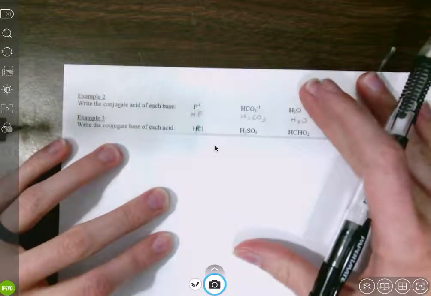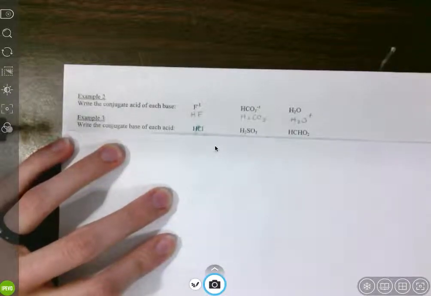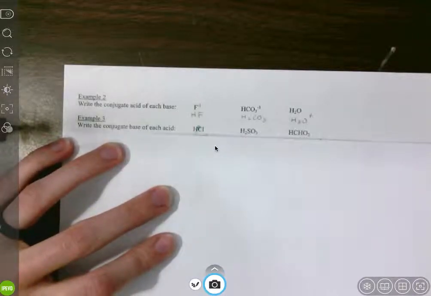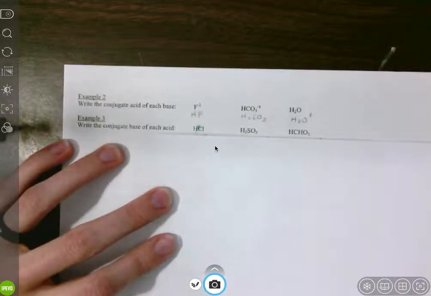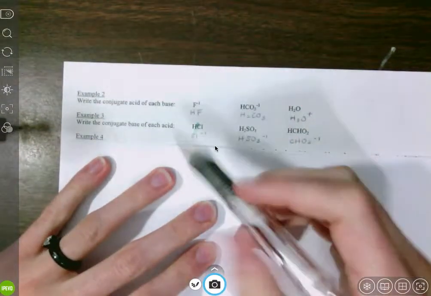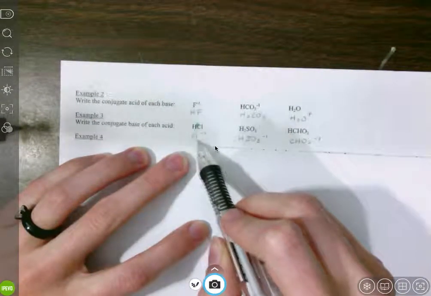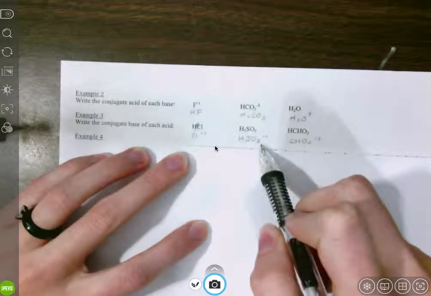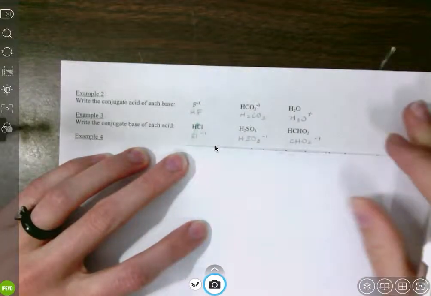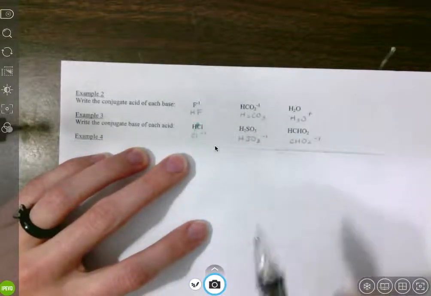All right, let's look at example number 3. So write the conjugate base of each acid. So conjugate bases are our acid minus a hydrogen ion. We're taking it away. We're taking away a positive charge. Which means that we're going to be forming a chloride ion, Cl-1, hydrogen sulfite ion, HSO3 minus 1, so just taking away a hydrogen ion, and then CHO2 minus 1, just taking away that hydrogen ion.